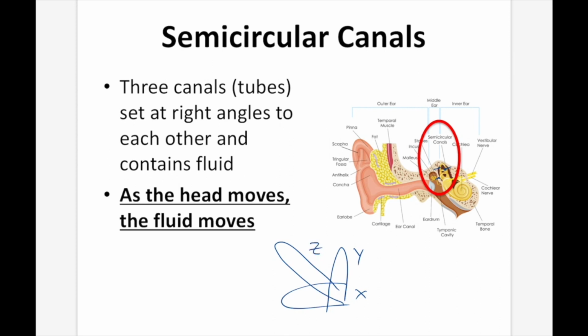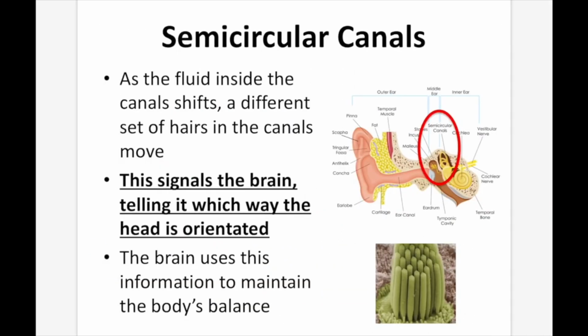So as the head moves, the fluid is able to move no matter the direction of movement. And since we have 3 coordinate systems set up, we can figure out exactly the position of our head in relation to the space around it. So as the fluid inside the canal shifts, a different set of hairs in the canals move. So the same kind of hairs, like we have shown down here, but they're located in the semicircular canals instead of the cochlea. This signals the brain, telling it which way the head is orientated. The brain then uses this information to maintain the body's balance.